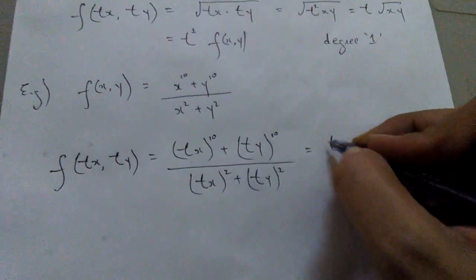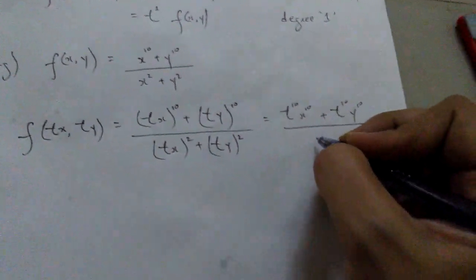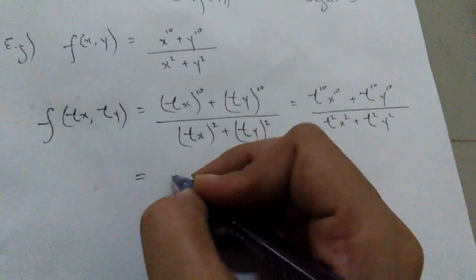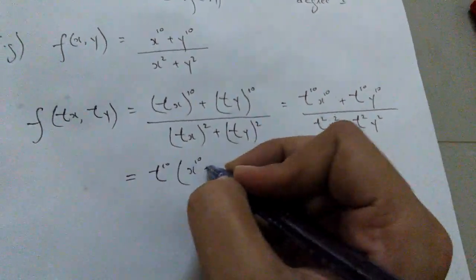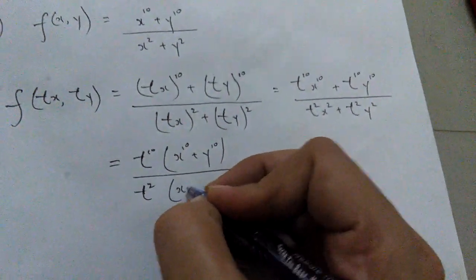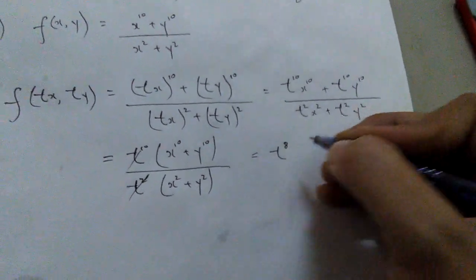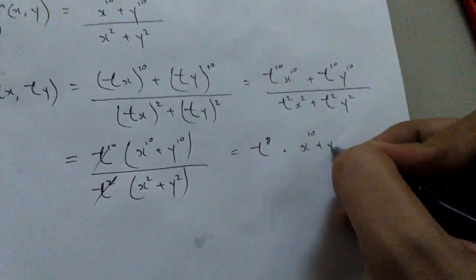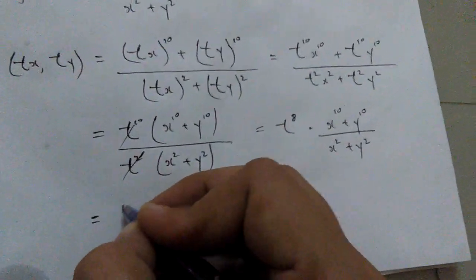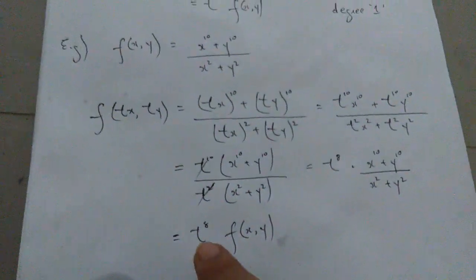So it gives us t power 10 x power 10 plus t power 10 y power 10 upon t square x square plus t square y square. You can see in the numerator we have t power 10 common coming outside, with this left inside, and in the denominator we have t square common, so we take it outside and have this thing left inside. Then we cancel them out, and what we have is t power 8. The bivariate function is preserved over here. So you can see that this is expressed as t power 8 f of xy. So this is also a homogeneous function, of degree 8.